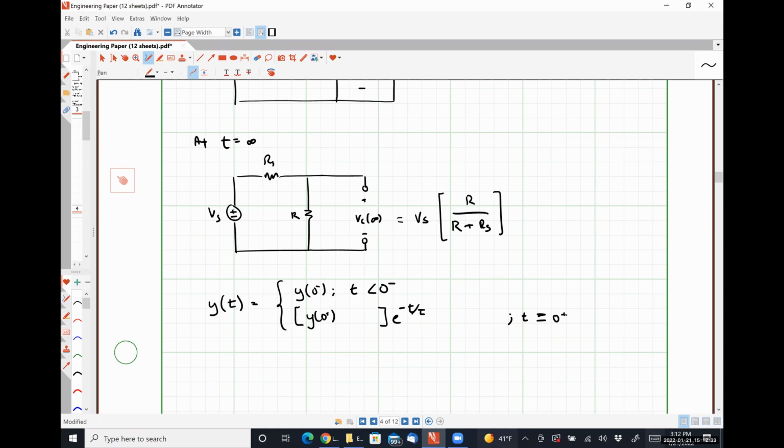So we know that at t equals infinity, a long time in the future, or a long time after our switch has changed states, our capacitor voltage should settle to some non-zero number, right? That's what our analysis at t equals infinity tells us. So what I'm going to suggest that we do is we add a term here, plus y at infinity. All right.